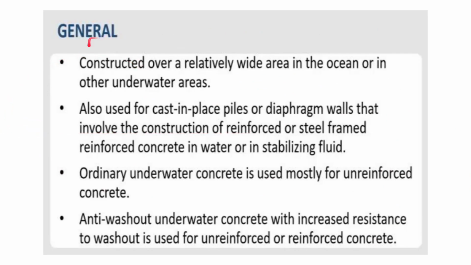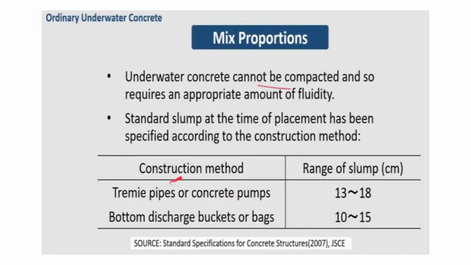If we go general, underwater concrete is constructed over a relatively wide area in the ocean or in other underwater areas. It is also used for cast-in-place piles or diaphragm walls, which involve the construction of reinforced or steel frame reinforced concrete in water or in stabilizing fluid. Ordinary underwater concrete is used mostly for unreinforced concrete. Anti-washout underwater concrete with increased resistance to washout is used for unreinforced or reinforced concrete. So ordinary underwater concrete is basically used for unreinforced, while anti-washout can be used for both unreinforced or reinforced.